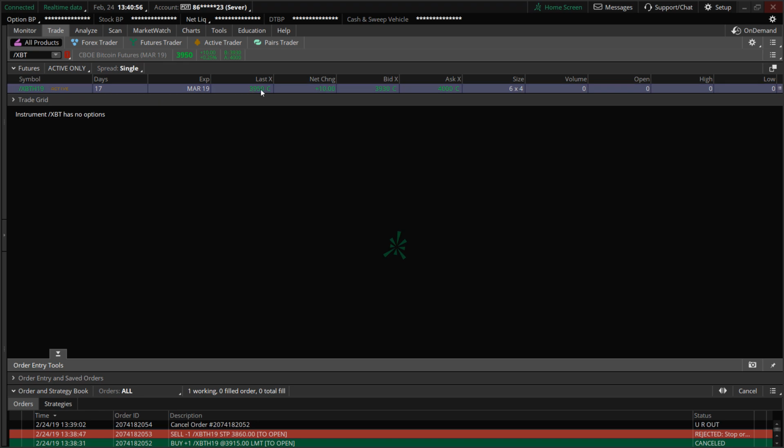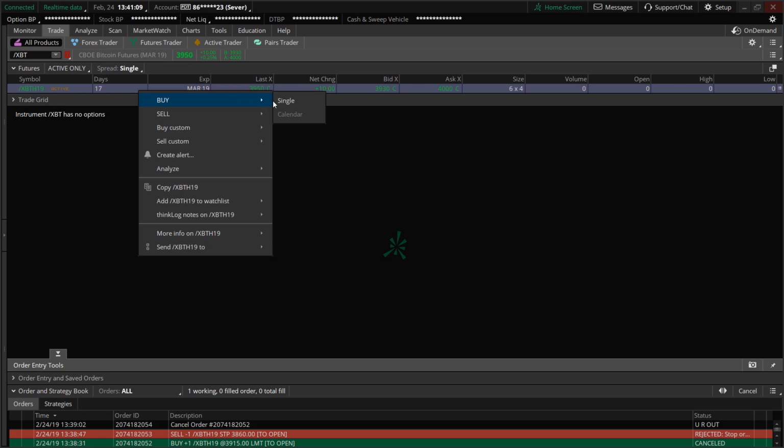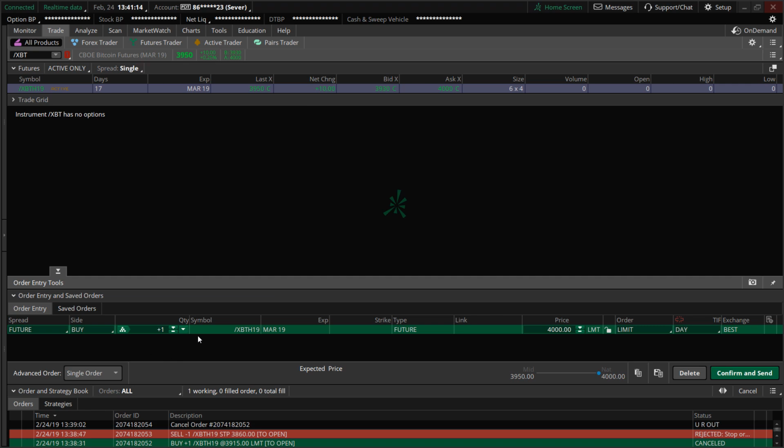You can see the last price, the bid and the offer, and the size and depth of market. Again, not very user-friendly. If we wanted to, we can right-click on this and say I want to buy or sell a single contract. This comes down here for order entry, and then I can figure out the price, confirm and send the order. Probably not something that I want to do. This is not a very visual method of trading this contract. This makes me feel like I'm trading stocks back in 1989 or something.